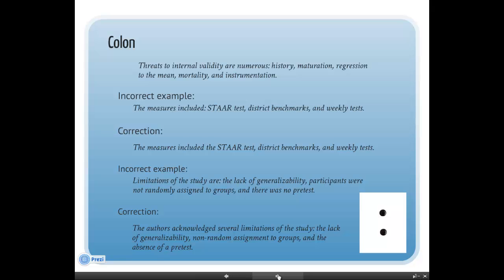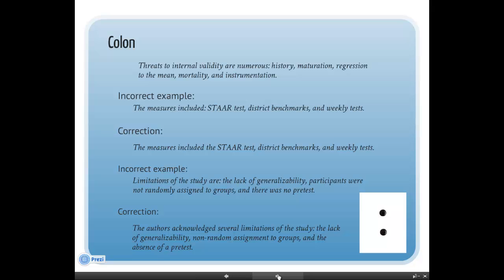In this example, the items are in the same grammatical form, but the phrase before the colon is not a complete sentence. "The measures included." No colon is needed. Correction. The measures included the STAR test, district benchmarks, and weekly tests.